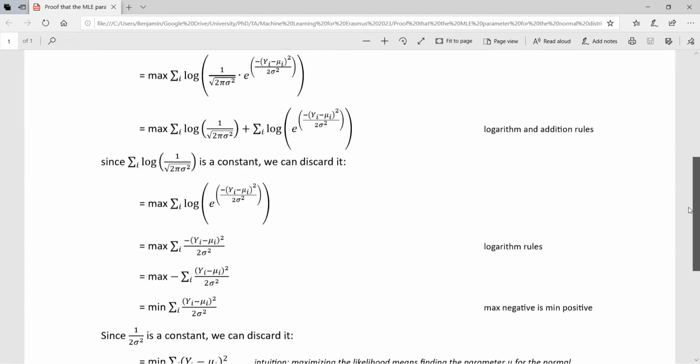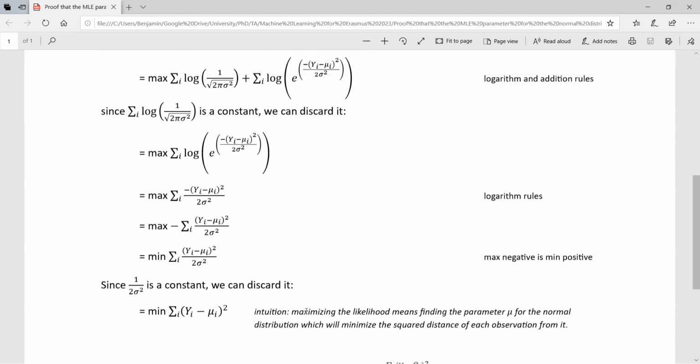And there's an intuition behind it. The intuition is that maximizing the likelihood for the parameter means finding the parameter mu for the normal distribution which will minimize the squared distance of each observation from it. So there's kind of an intuition here that the average of the distribution will minimize the squared error from that average. I think it's intuitive a little bit, but we got to it strictly by math.